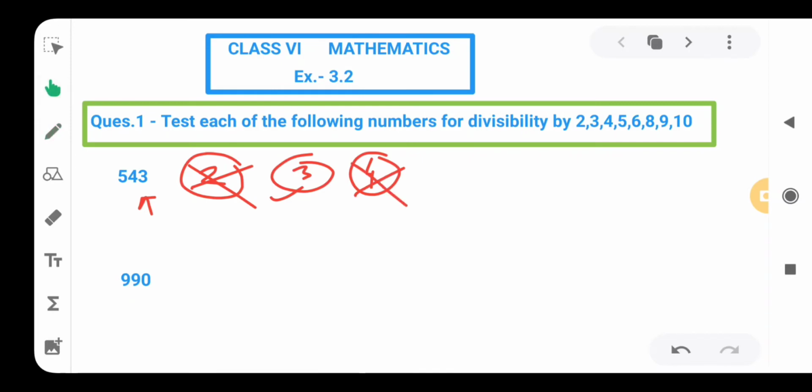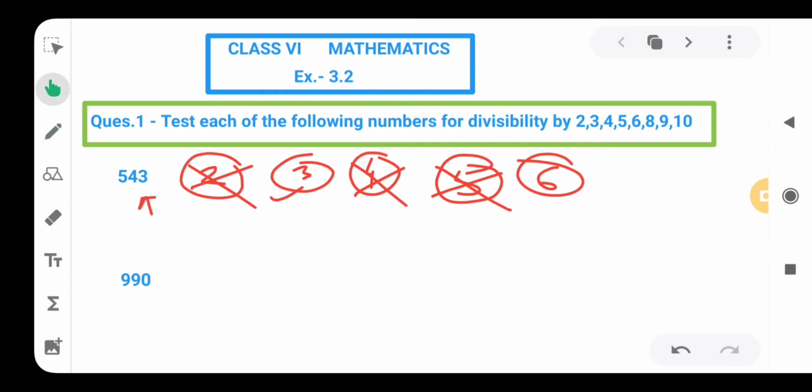So let's take the next one, that is 5. Let's check whether 543 is divisible by 5 or not. According to the property of divisibility test by 5, we must have 0 or 5 at the unit place. But in this question, we don't have 0 or 5 at the unit place, so the number 543 is not divisible by 5. Let's check the divisibility by 6.